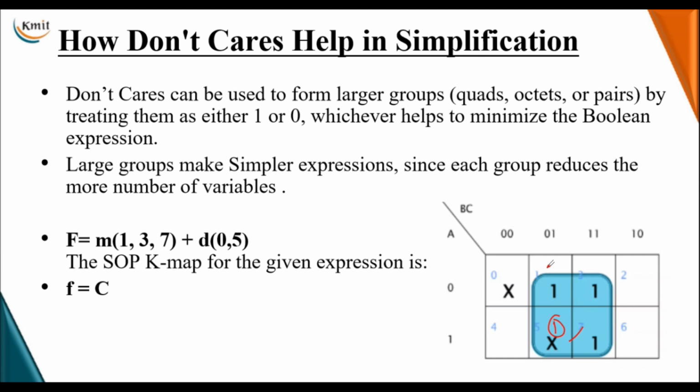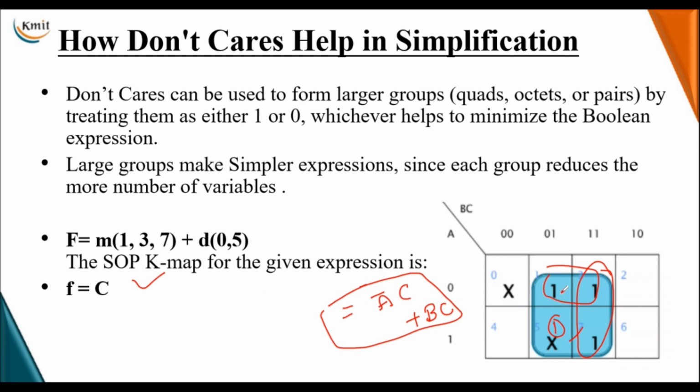Earlier, if I used only the minterms, I had two pairs, which give two groups. The first group gives the product term A bar C and the second group gives the product term BC. Now if I treat the don't care as logical one, the expression comes to the minimal expression, only the variable C, by assuming the don't care at 5 as a logical one.